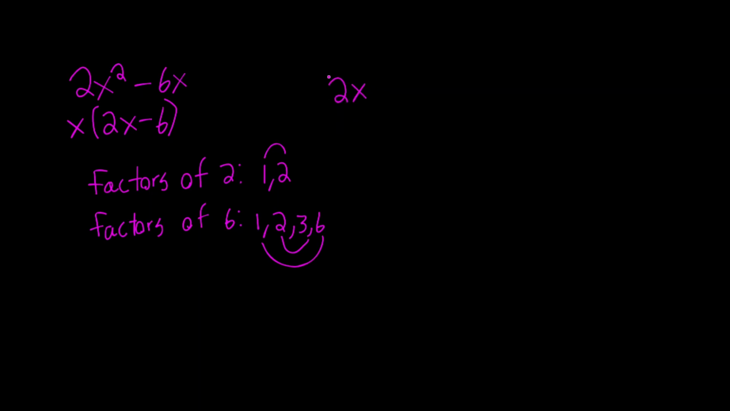Because I factored out that x and I factored out a 2, which means that they are going to multiply each other now. Now in the brackets, I'm going to get x minus 3. And that is my final answer. That's as far as I can simplify this.